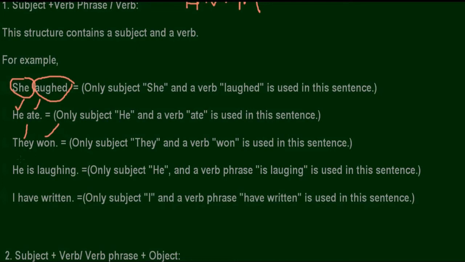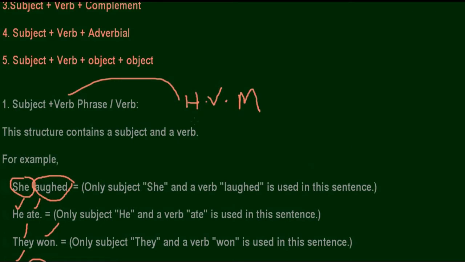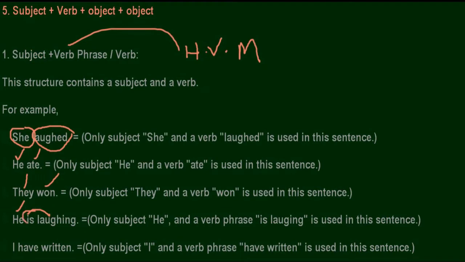Now something different, like he is laughing. So what is the difference? He is a subject and is laughing is a verb phrase. Like I said before, it will be made up of a helping verb and main verb. So is laughing is a verb phrase.